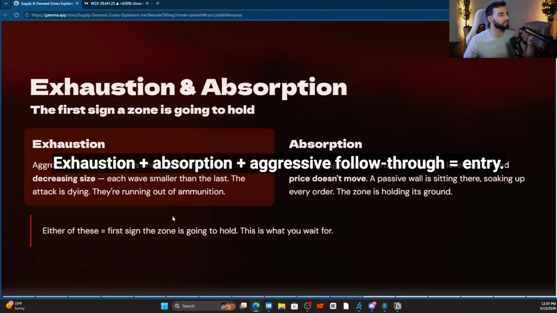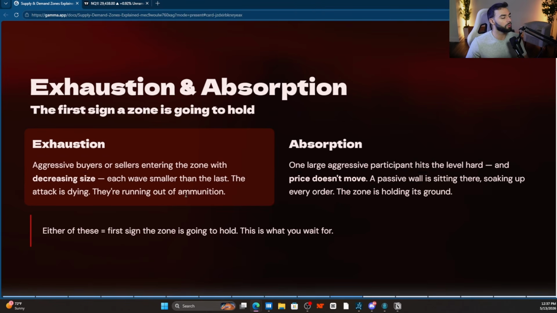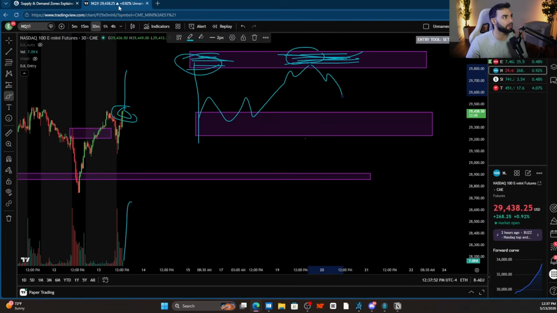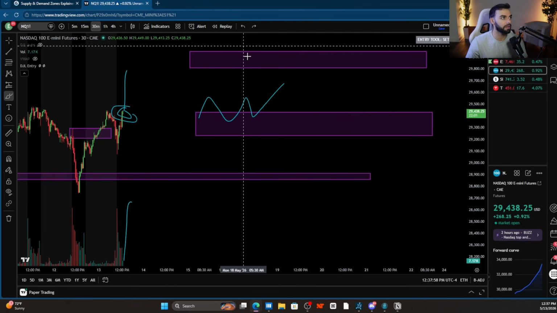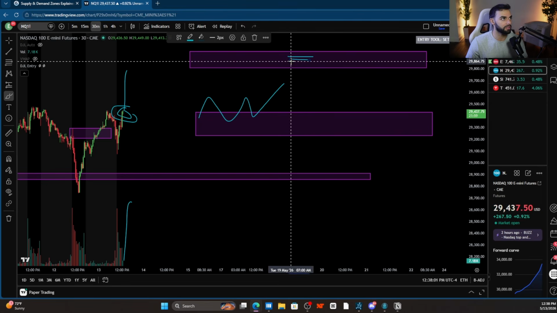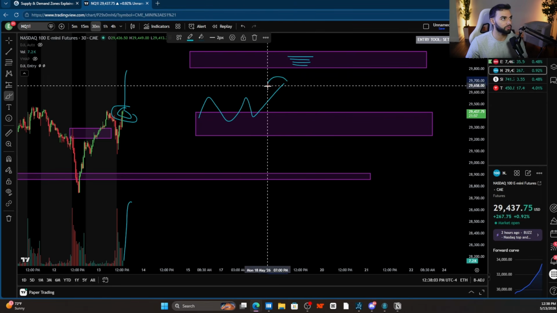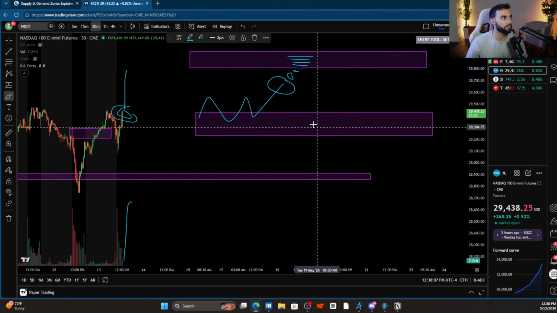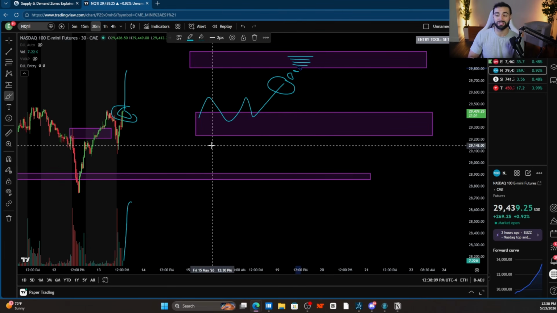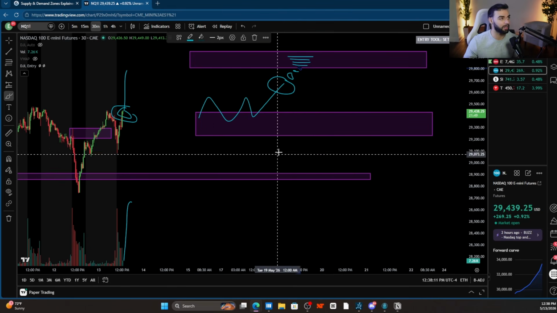Exhaustion is aggressive buyers or sellers entering the zone with decreasing size. Each wave is smaller than the last; the attack is dying, they're running out of ammunition. A great way to put it: as we're approaching that key supply level, and we see all these level 2 orders stacked, the aggressive buyers are getting smaller and smaller and basically disappearing. They're getting exhausted. Aggressive buyers don't want to transact at these higher prices.